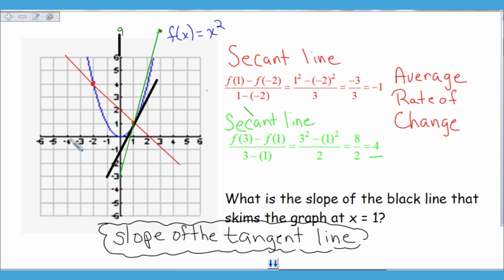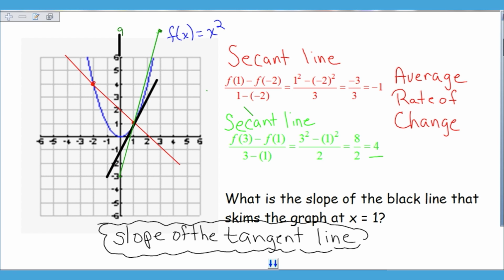I know that it's not horizontal, so I know it's somewhere between 0 and 4, because if it were a flat line, it'd be 0, right? So I know that the slope of this black line is somewhere between 0 and 4. And what we're going to do is discover how to do that, but I just want us to think about what our big concept is on this, and that's find that slope.